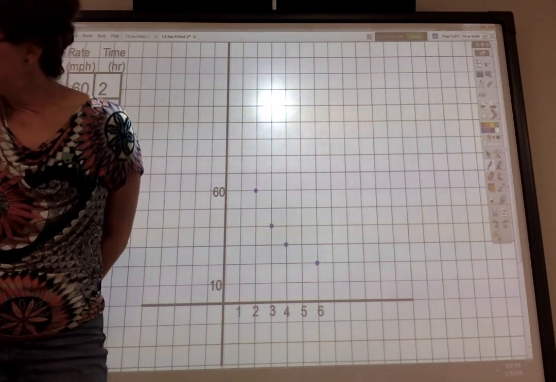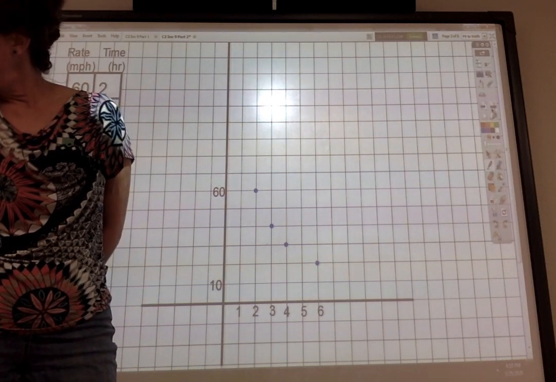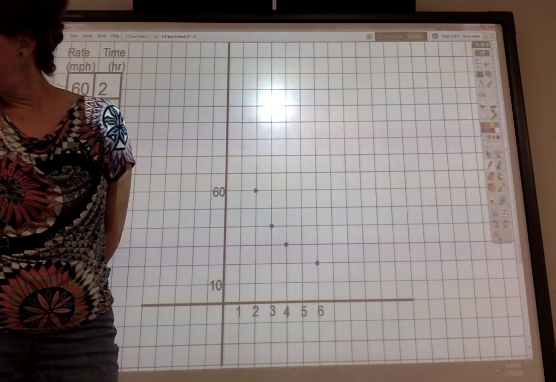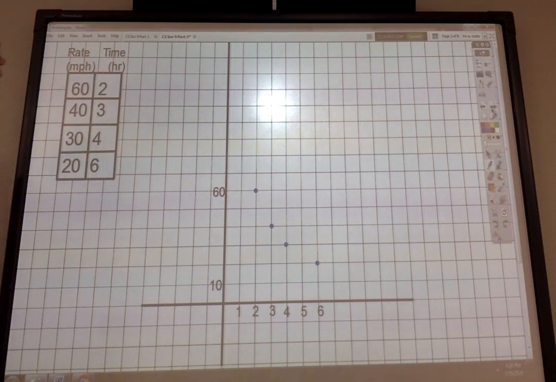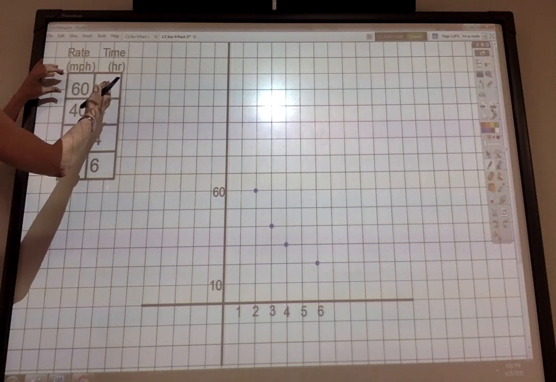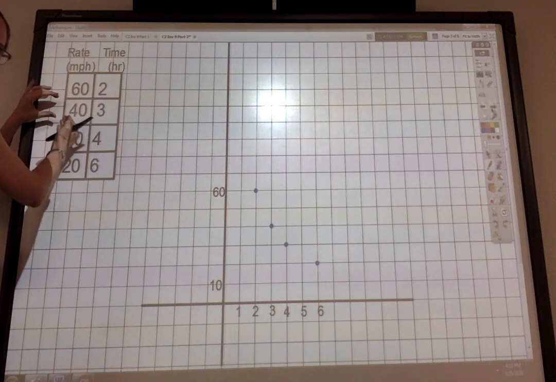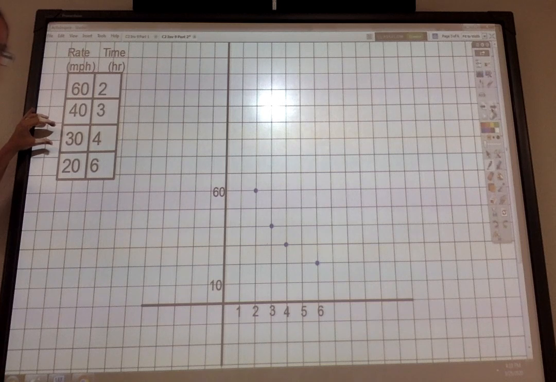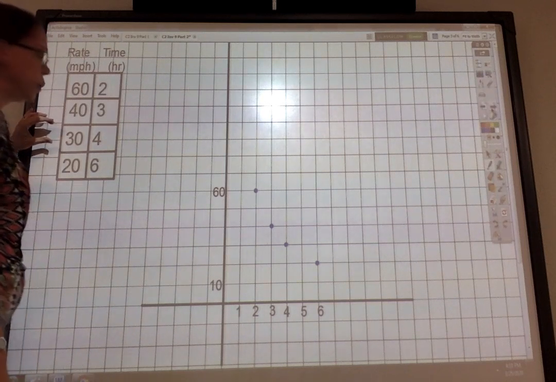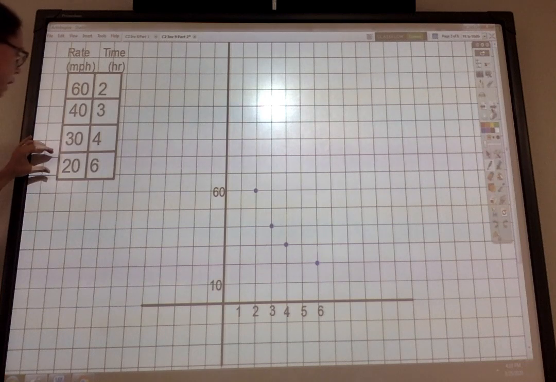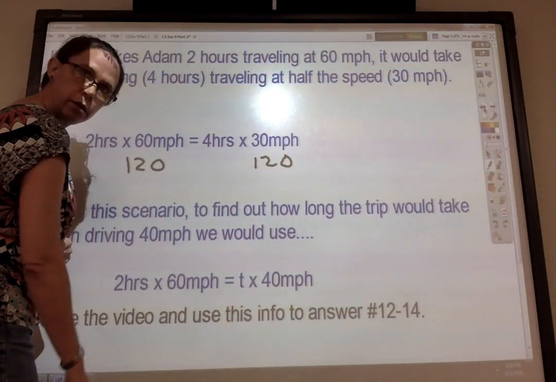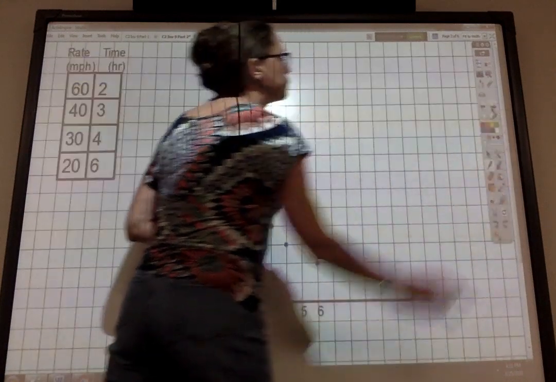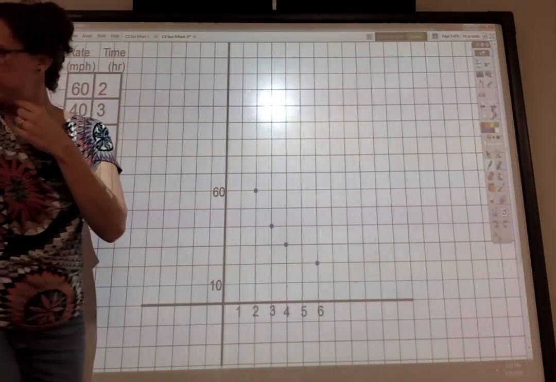Number 13, they ask us to make a function table showing how long the 120-mile trip would take at 60 miles an hour, 40, 30, and 20. Okay? We already know at 60 miles an hour, it takes 2 hours. We just decided 40 miles an hour, it takes 3 hours. We could use our same equation to figure out that at 30 miles an hour, it would take 4 hours. At 20 miles an hour, it would take 6 hours. Okay, and you used your equation here to figure out the values for your table. So that is number 13.